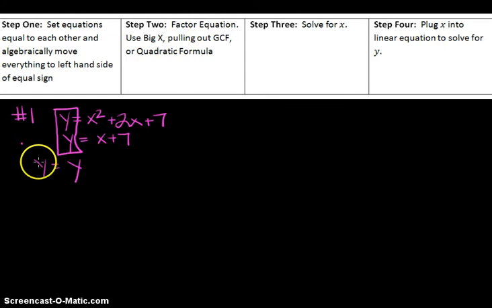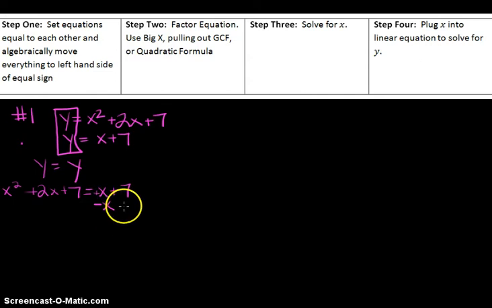So we could use substitution to sub in x squared plus 2x plus 7 over here and x plus 7 on the right hand side. Alright, so let's go ahead and do that. We have x squared plus 2x plus 7 equals x plus 7. Alright, so we set the two equations equal to each other, and now we need to move everything to the left-hand side of the equal sign. So I'm going to move this whole expression over here, but we have to do it mathematically correct.